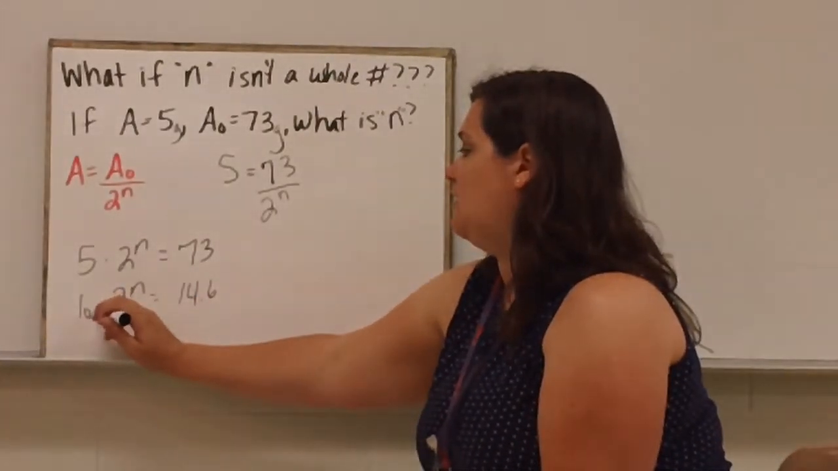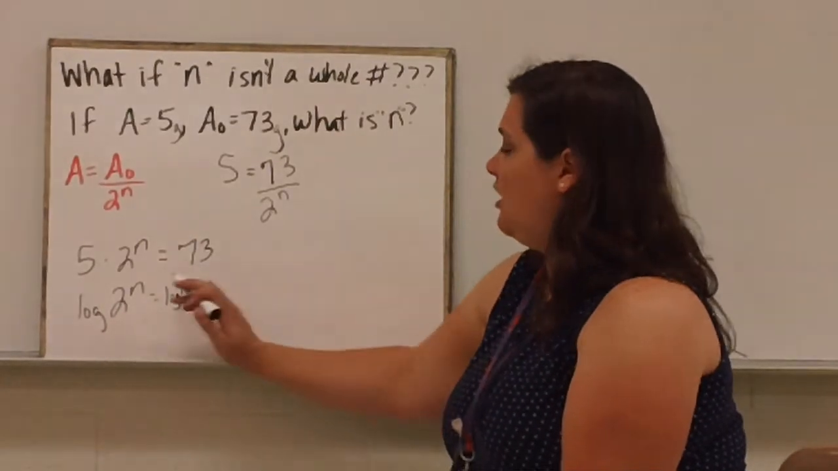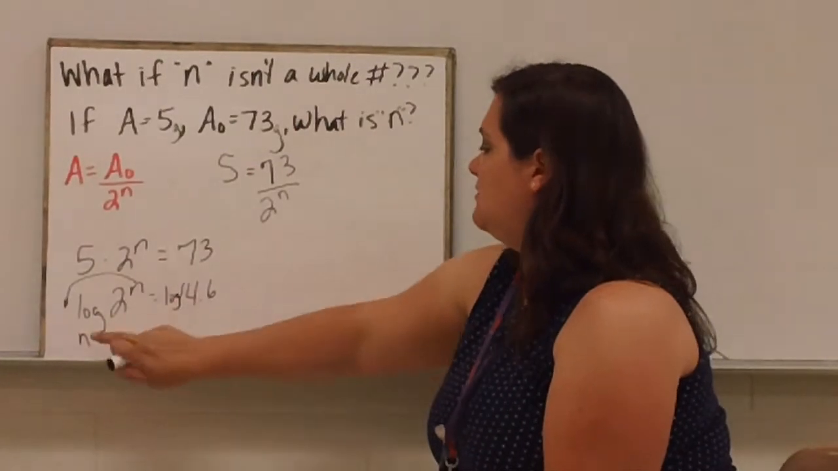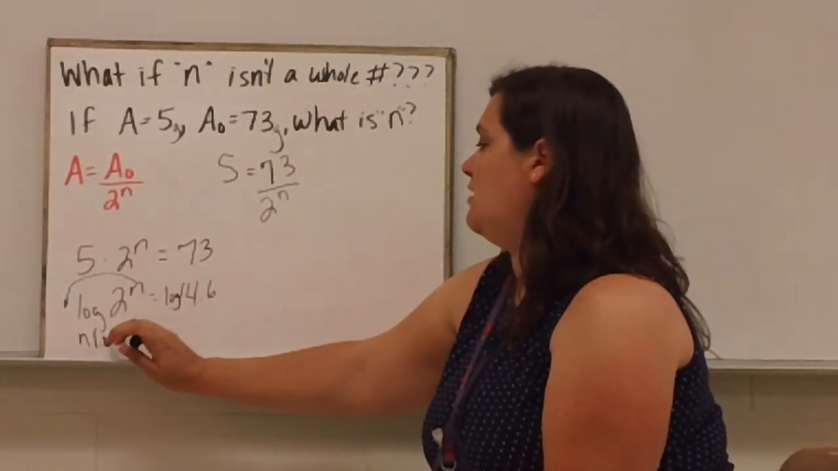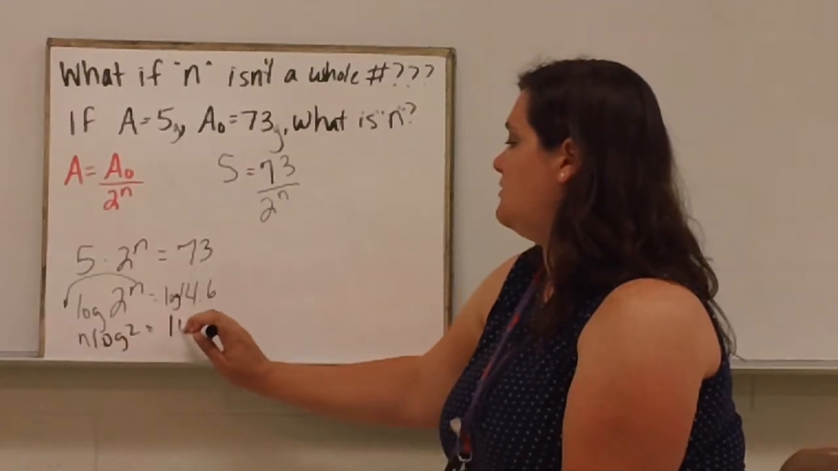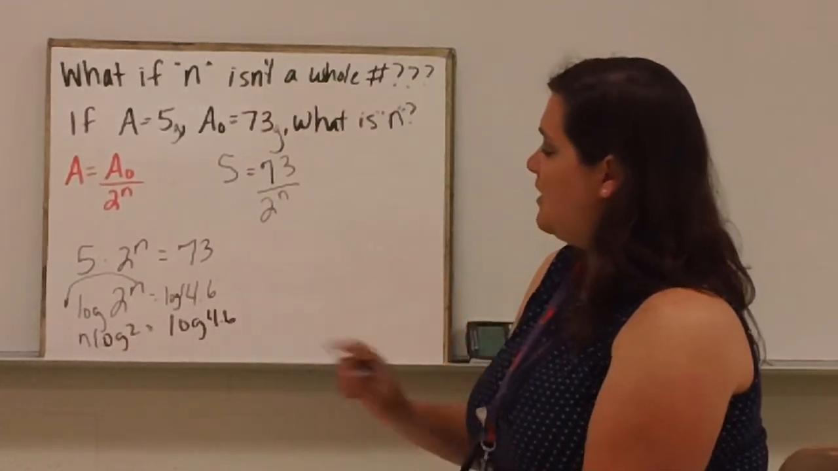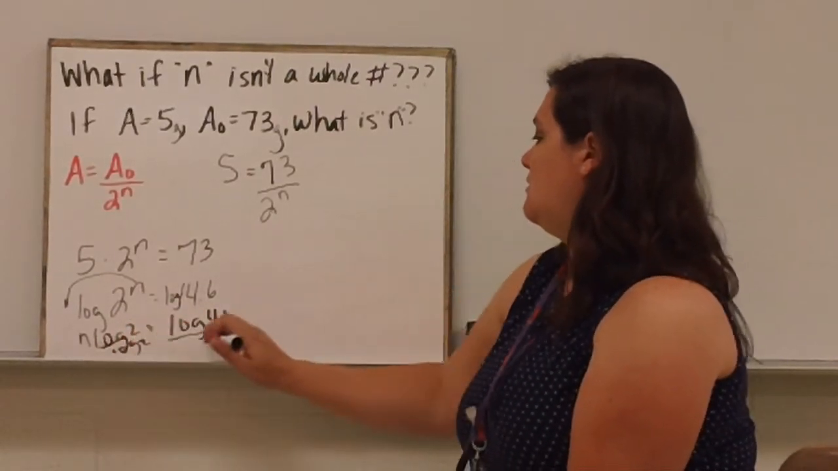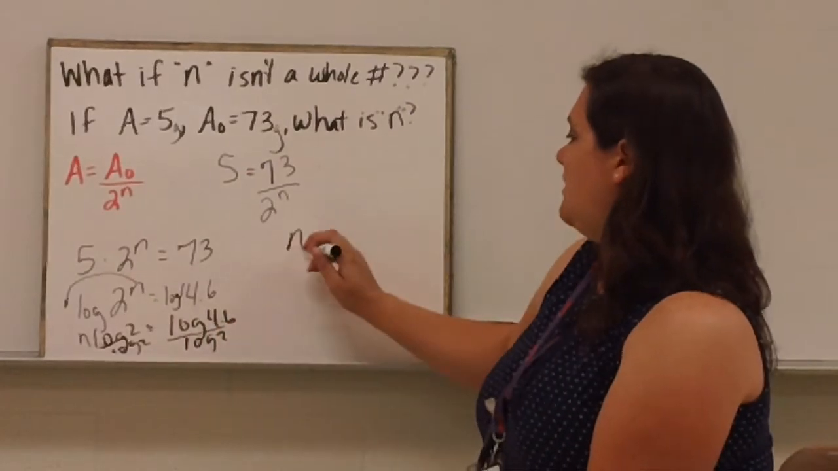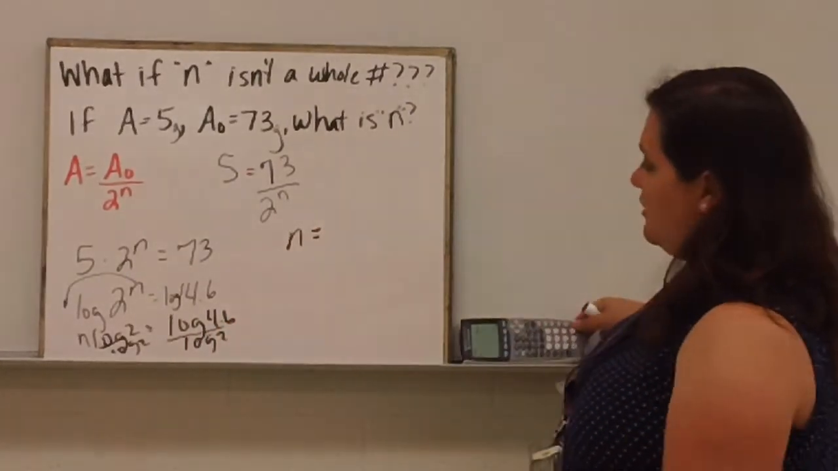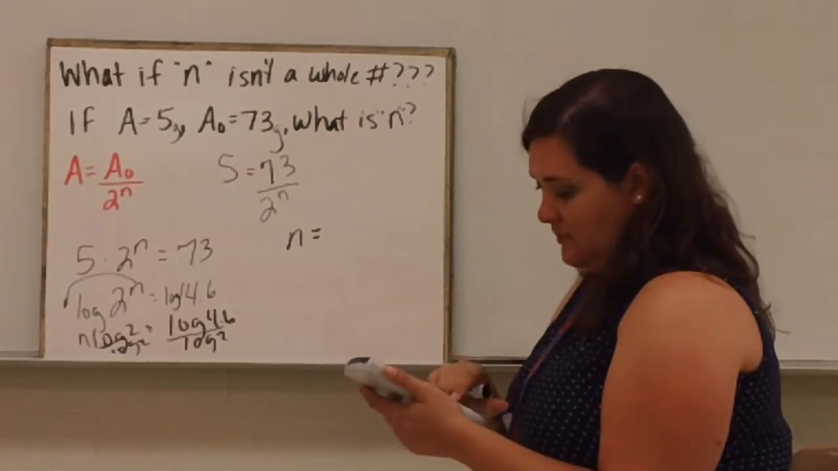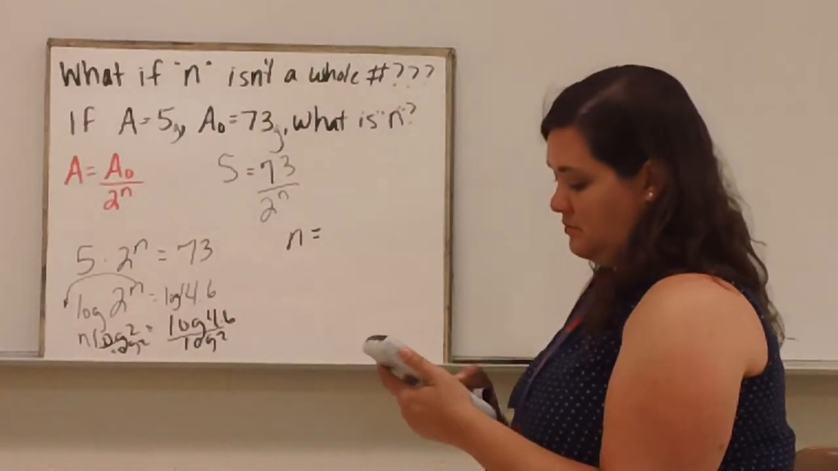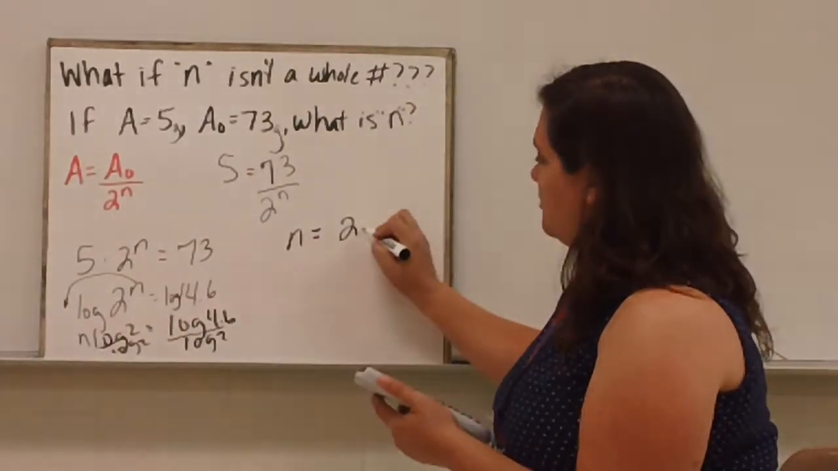If you recall, you take the log of both sides. When we take the log, what happens is the n actually gets to come down front. And so n times the log of 2 is equal to the log of 14.6. And so again, we want to know what n is, so we're going to divide both sides by the log of 2. And so n is equal to the log of 14.6 divided by the log of 2. And that gives us 3.9.